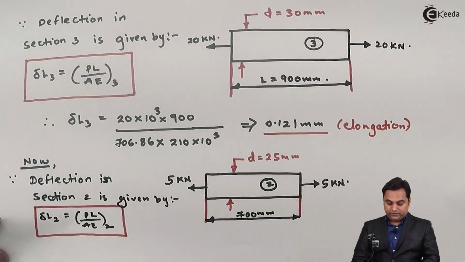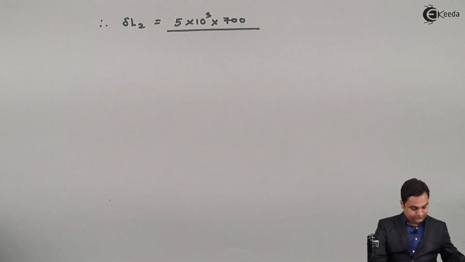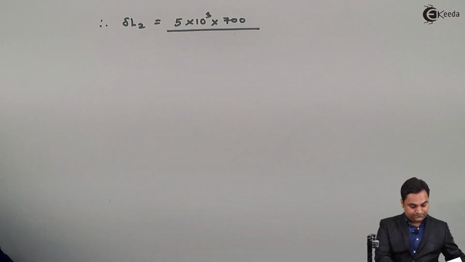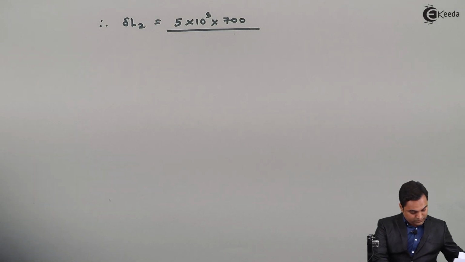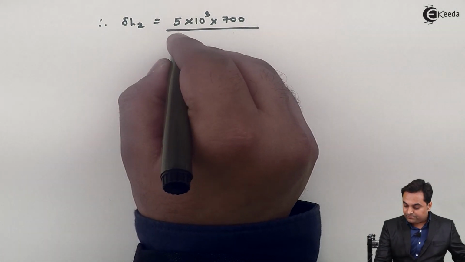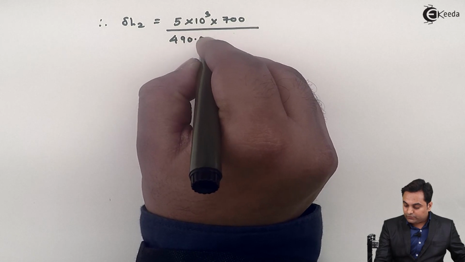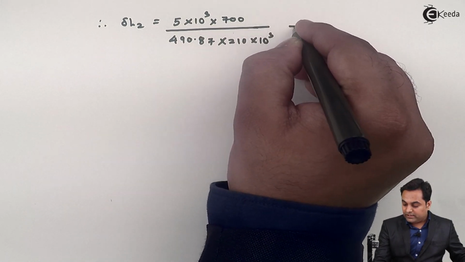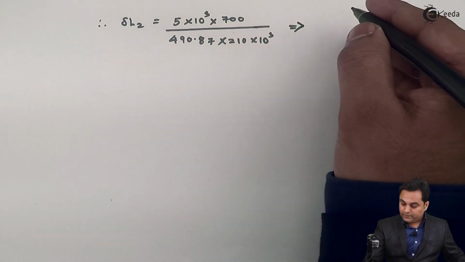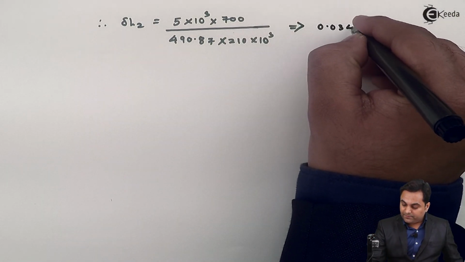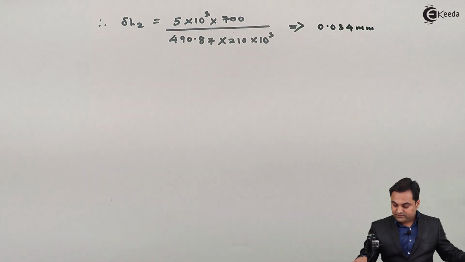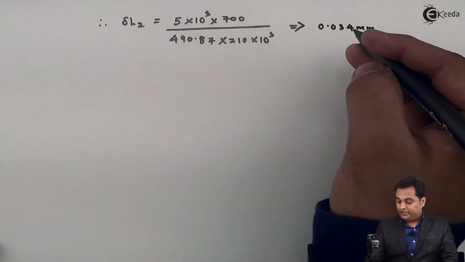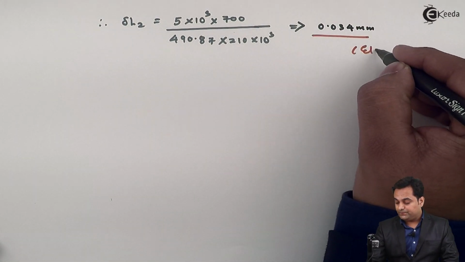divided by area of second section, that was 490.87 into Young's modulus is 210 into 10 raised to 3. So here I have this deflection as 0.034 mm, and again, since my answer is positive, it means there is elongation.